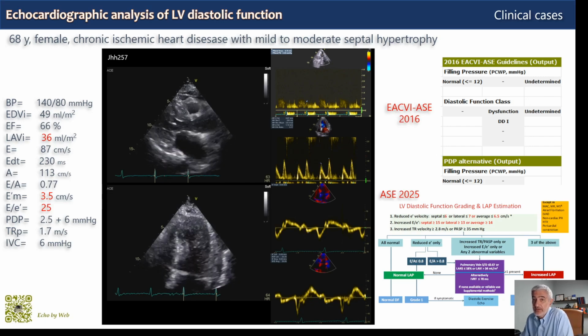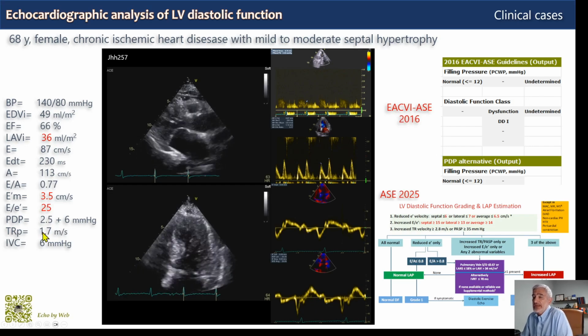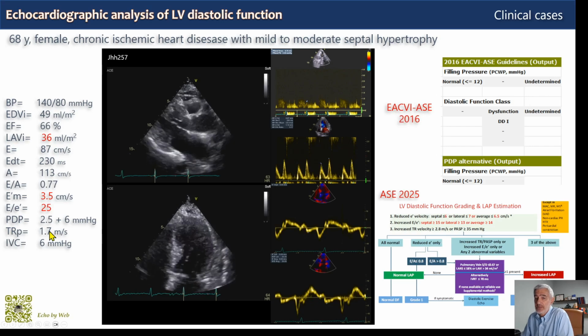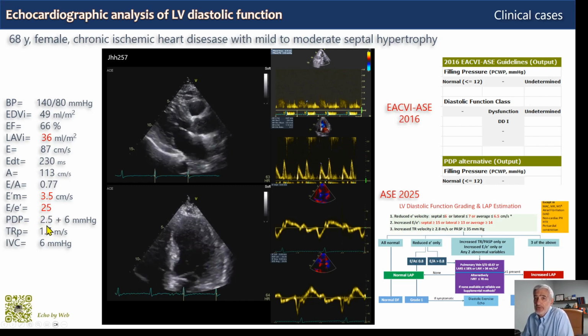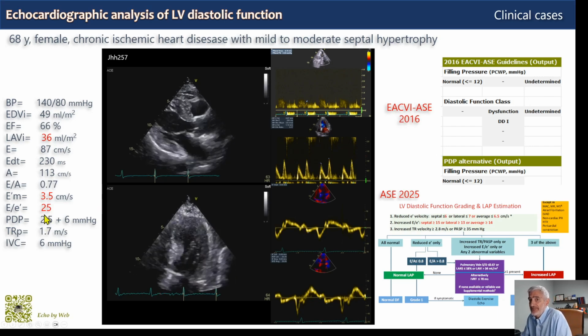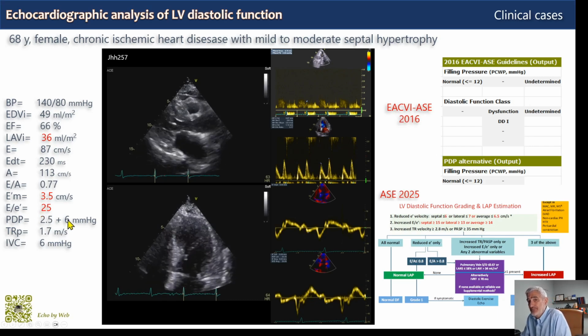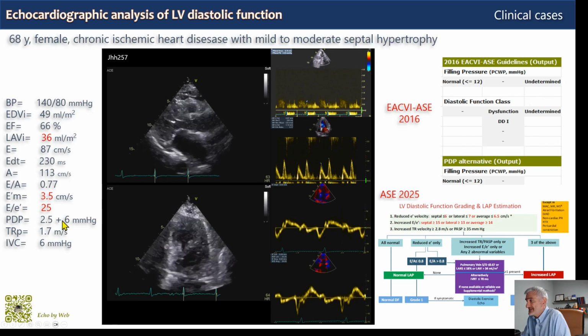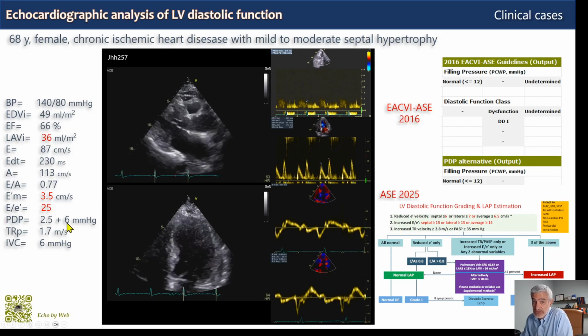However, pulmonary systolic pressure is normal. You can see here tricuspid regurgitation, peak velocity 1.7, and the pulmonary diastolic pressure, the end diastolic gradient, is 2.5 millimeters of mercury. There is a normal inferior vena cava collapse with inspiration, which means that pulmonary diastolic pressure is less than 9, which suggests that wedge pressure is normal.